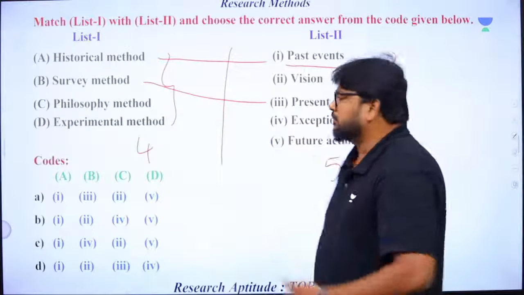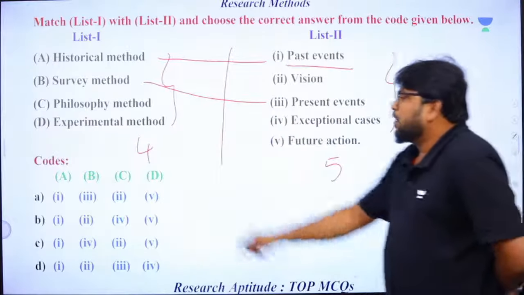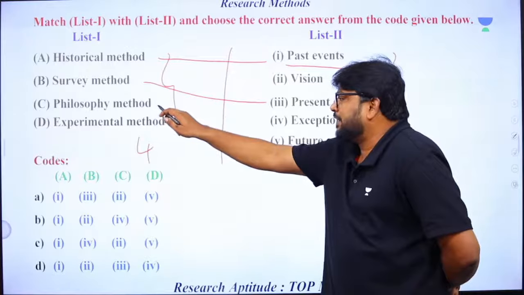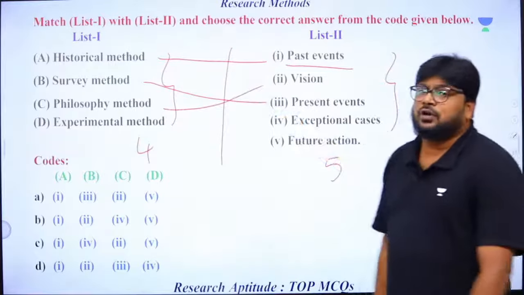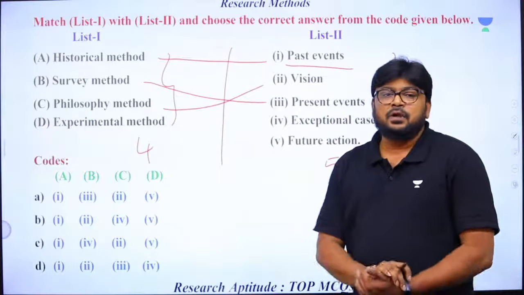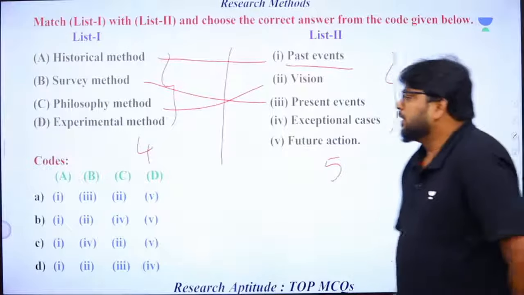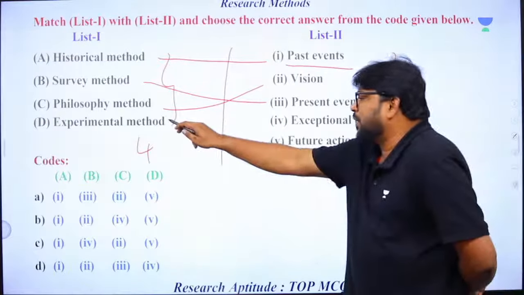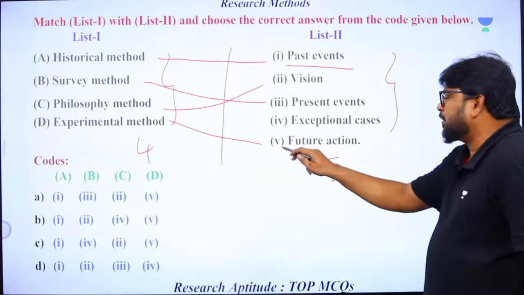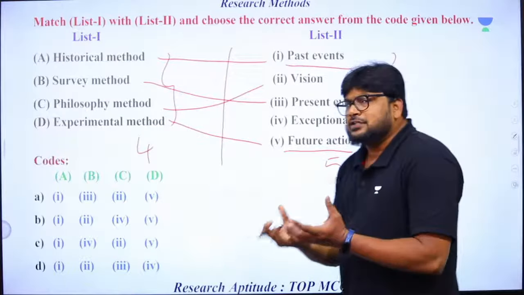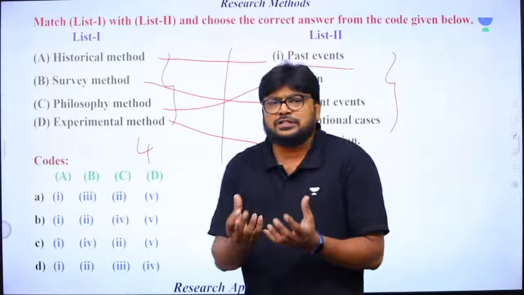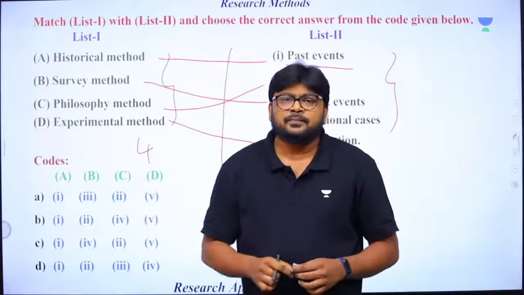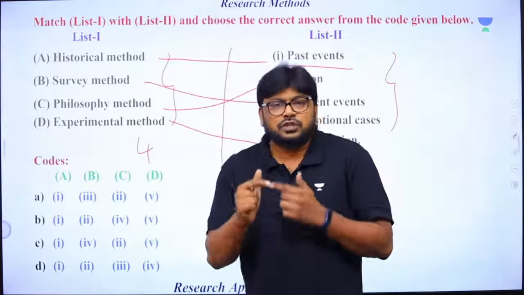This is important. Next comes the philosophy method of research. That is vision. We told about great thinkers. Then the last one is experimental research. You are conducting all these experiments for future action. Why is ISRO conducting various experiments in space? So that there is future scope of action.